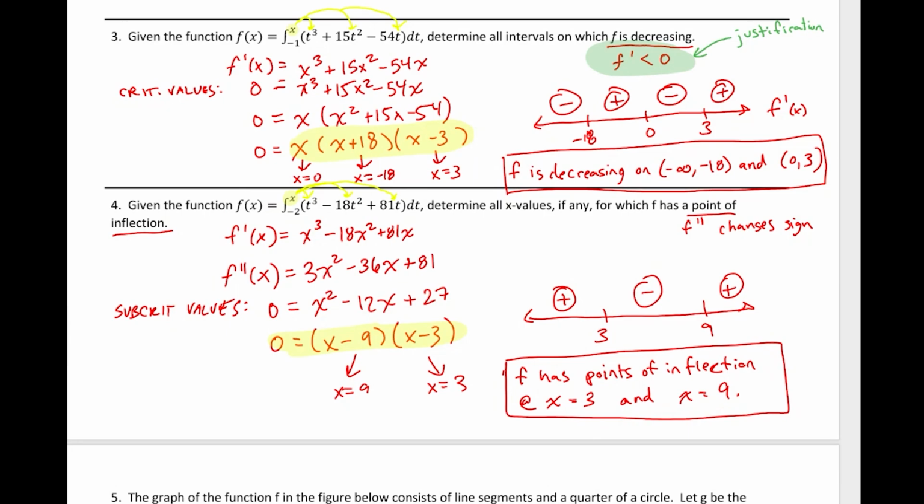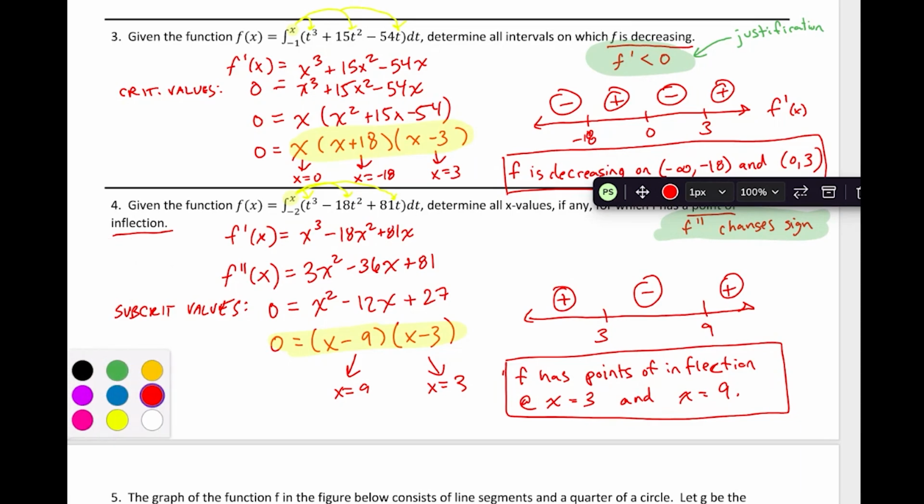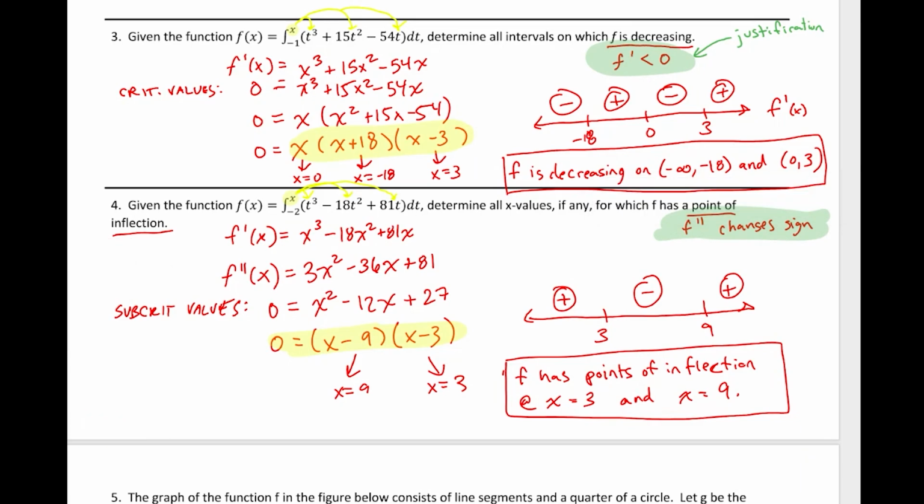In this problem, just like also in number 3, it does not ask for the justification, but you really do want to be thinking about how would I justify this answer in the case that they do ask for it. And the justification is right here. It's the fact that f double prime is changing sign. That's where the point of inflection occurs, and so that's how we know for sure there's going to be a point of inflection at 3 and 9. So this would be your justification if it asked for it.